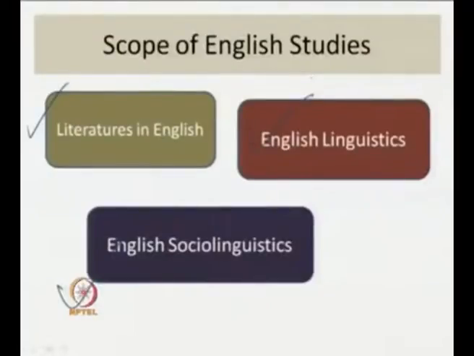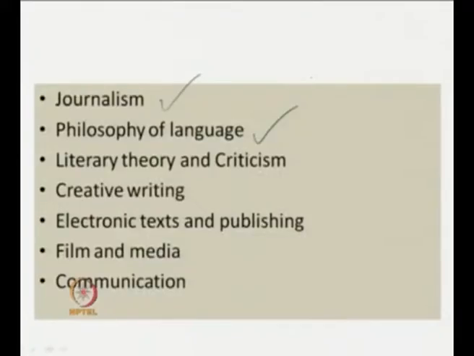So, let us quickly look at it again. What is the scope of English studies? The scope of English studies is first the literatures in English, English linguistics and English sociolinguistics, in no particular order really, and the others, as we saw: journalism, media and communication, film, creative writing, literary theory and criticism, the study of aesthetics, and the study of various schools and approaches to the literary text.